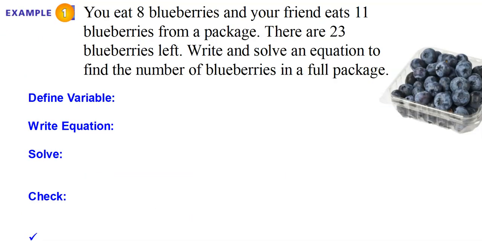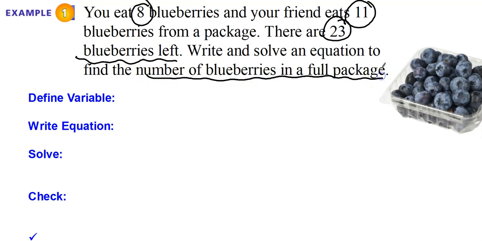Okay, so here's a couple more examples. If you want to just pause each one of these and check and see if you're understanding, these get a little bit complicated. There's 2 more, and this is an example and then an OYO. So I'm going to do this one with you, and the next one you're going to do on your own. So you eat 8 blueberries, and your friend eats 11. There are 23 blueberries left, right? You should be thinking about that's a remainder. That's what's left over. Write and solve an equation to find the number of blueberries in a full package.